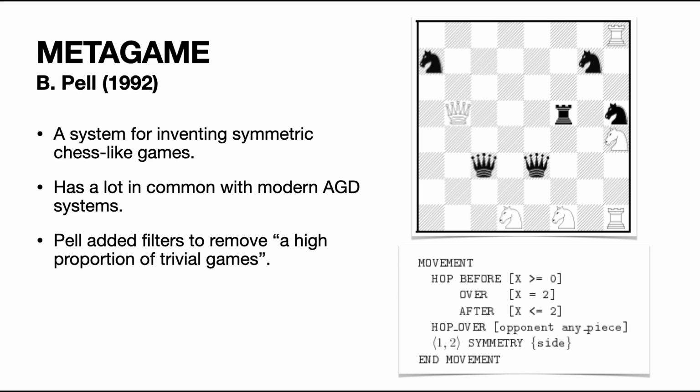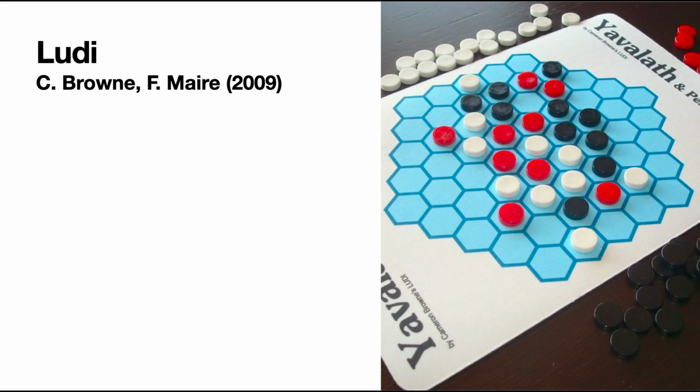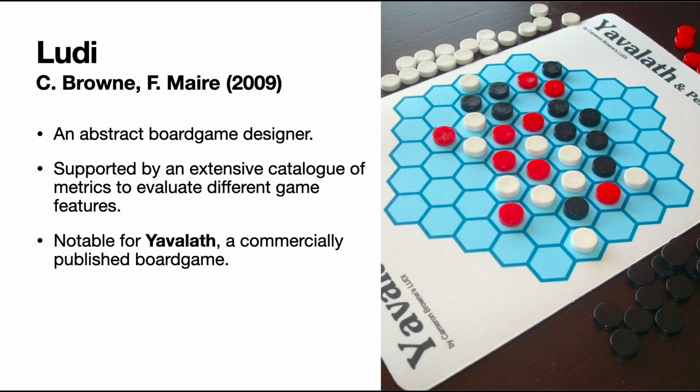Another example, which comes 15 years after METAGAME, is Browne and Maire's Ludi system, which designed abstract strategy board games. One of the major contributions by Ludi was the extensive list of expert-designed metrics for evaluating the games designed by the system, which studied many different factors in what Browne and Maire considered to be a good strategy game.